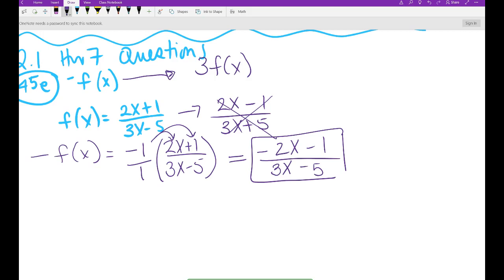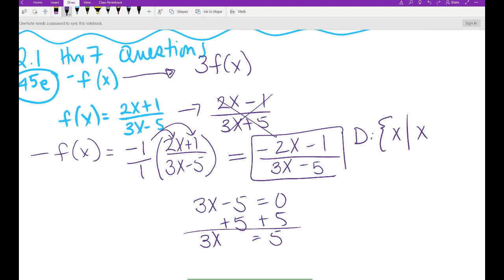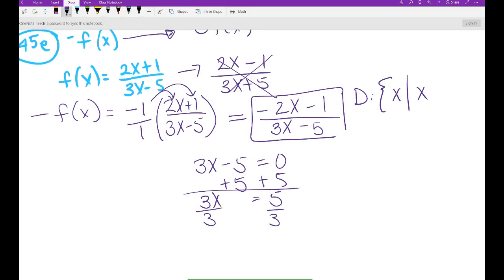What is the domain for this question? Is it all real numbers? No. So x cannot be what? And how do we know what it cannot be? Just like the warm-up, we take the denominator and set it equal to 0. We're going to move the 5 over. I'm going to be more careful this time. So 3x equals positive 5. Divide both sides by 3, so x is 5/3. This is the value that we're going to exclude. So the domain is all reals, not including 5/3.